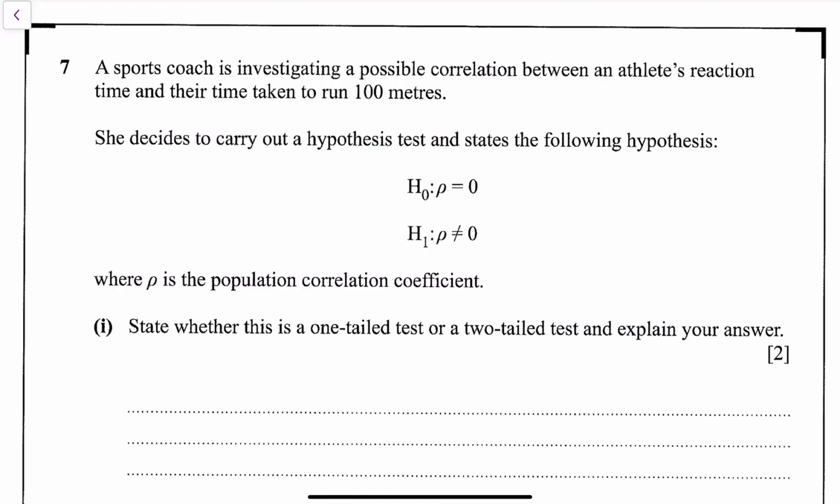And your H1 then, she thinks that there's some correlation. She hasn't said, I think there's a positive correlation, or I think there's a negative correlation. She thinks there's some correlation. Okay, so it could be positive or negative. So that's why rho is not equal to 0. And that's where rho is the population correlation coefficient. State whether this is a one-tailed or two-tailed test and explain. Hard to explain, but it is two-tailed. And I've just said as it is, rho is not equal to 0.